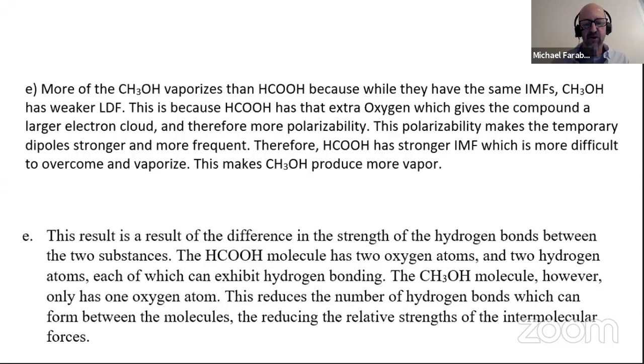Okay, here are some student answers. This person talks about the extra oxygen and the polarizability and the stronger intermolecular forces related to that LDF, London dispersion force. This person says 2 oxygen atoms, so therefore we're looking for an extra amount of spots for hydrogen bonding. So having only 1 oxygen reduces the number of hydrogen bonds.